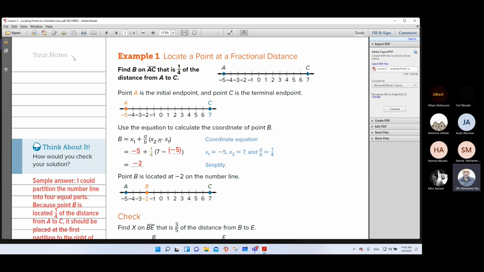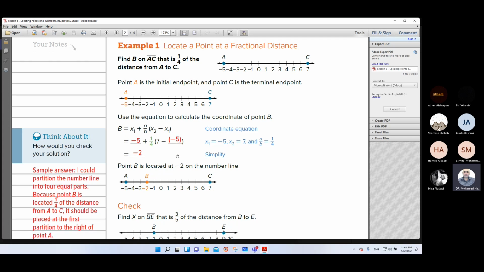Then substitute. What is x1? The value of A will be minus 5. So write here x1 is minus 5, plus, what is A over B? A over B means the ratio 1 over 4, multiplied by x2. x2 means the value of C, which will be 7. So write here x2 is 7 minus x1, the value of A, which is negative 5.